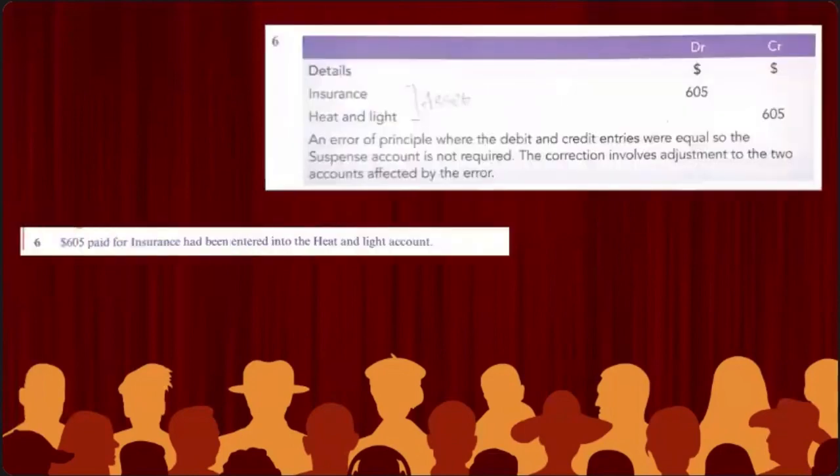The last error is $605 paid for insurance had been entered into the heat and light account. Insurance and heat and light are expenses when we pay something for them. We correct this error by debiting insurance 605 because we paid for it, so it's an expense, and crediting heat and light 605 to minus off the record that we wrongly entered before.